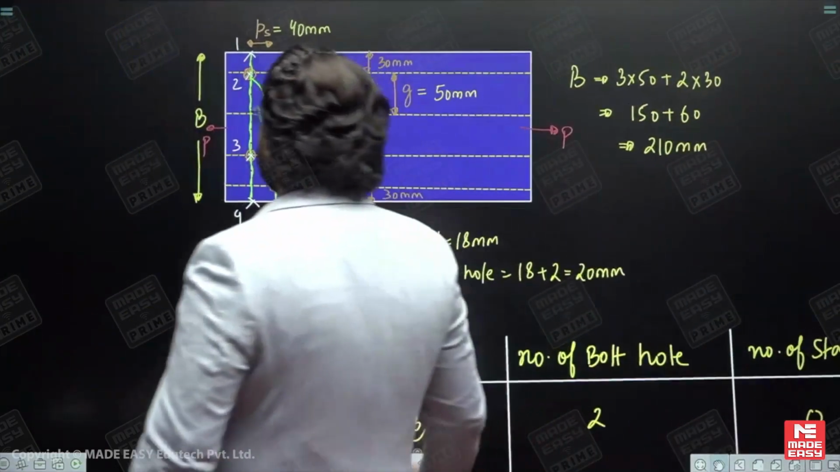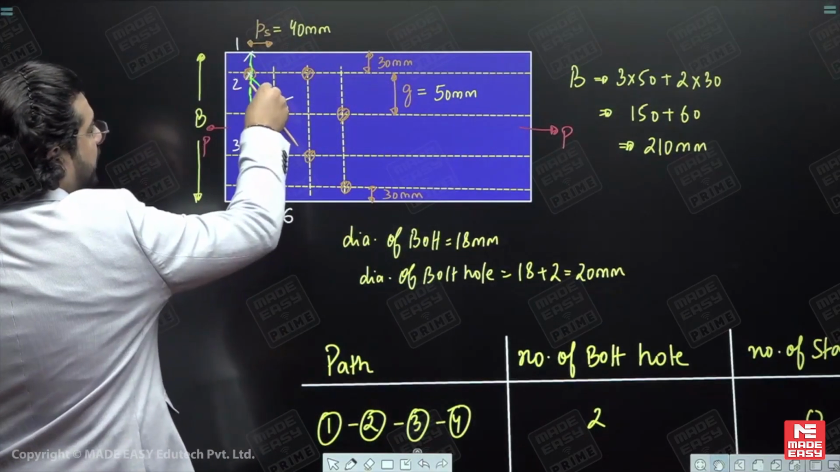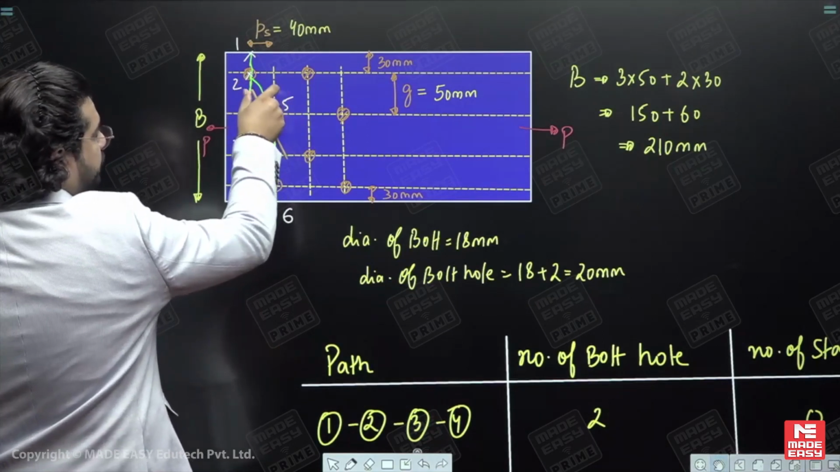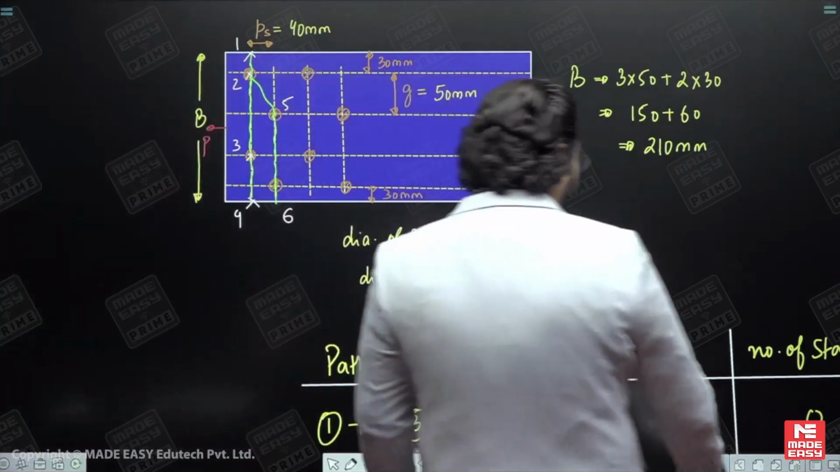So how much pitch you have covered in this staggering? From 2 to 5 staggering, my dear, you have covered a pitch of how much? 40. From 2 to 5, you have covered a pitch of 40 at a gauge distance of 50. So this you need to add it up over here.